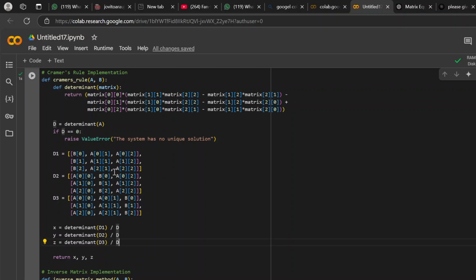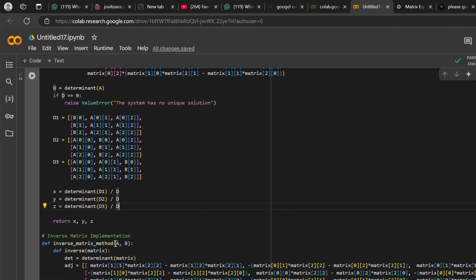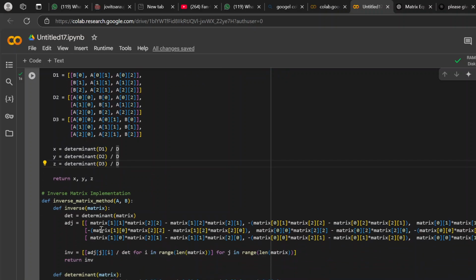After we solve this one, we divide by the d. The d is from here. So after that, for y the determinant is d2 equal d, and for z the determinant d3 equal d. After that, return the x, y, z in mathematics.